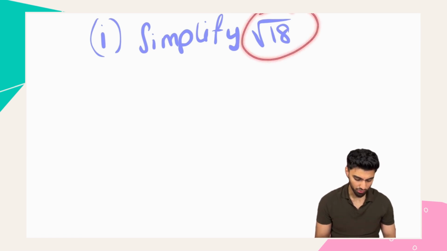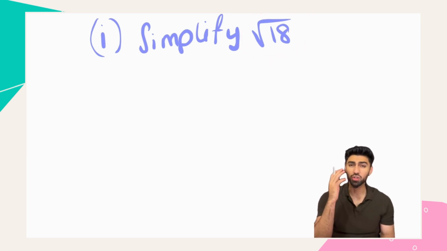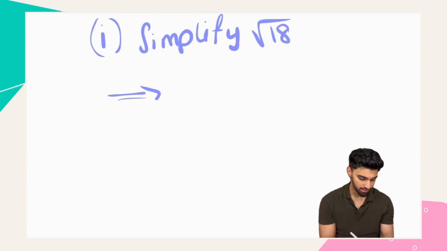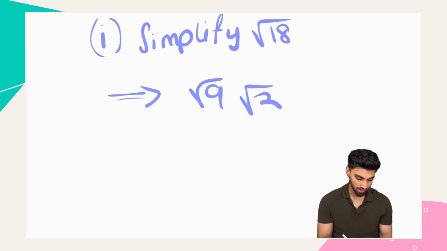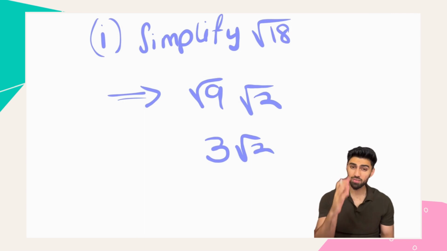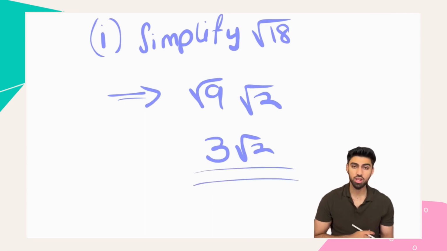Now, in the case of root 18, we need to look for the greatest square number factor that goes into 18. That, of course, is root 9. So we can rewrite root 18 as root 9 times root 2. Now, because 9 itself is a perfect square, that means root 9 can be written as the integer 3, and the root 2 remains as it is, so your final answer here is 3 root 2.